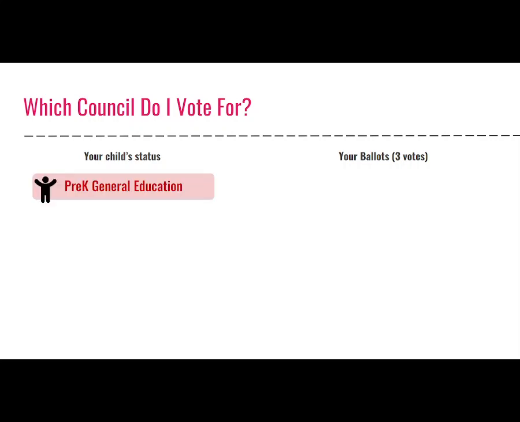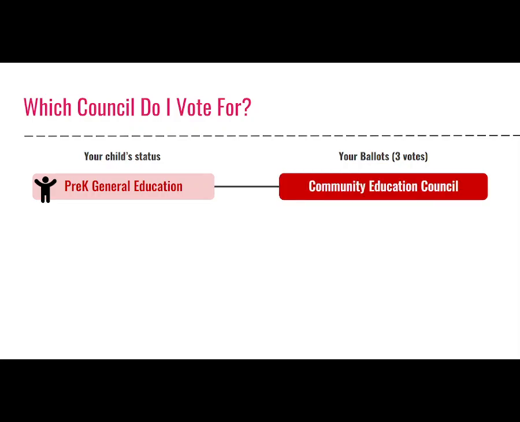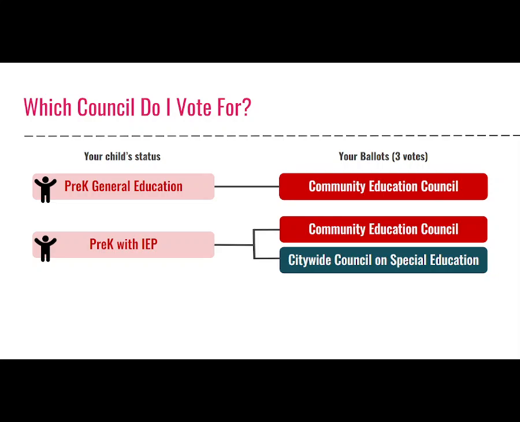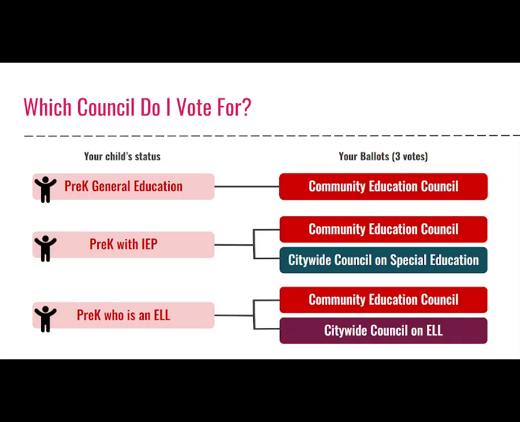Which council do I vote for? If your pre-K student is in general education, you will vote for the Community Education Council. If your pre-K student has an IEP, then you will vote for the Community Education Council and the Citywide Council on Special Education. If your pre-K student is an English language learner, then you will vote for the Community Education Council and the Citywide Council on English Language Learners.